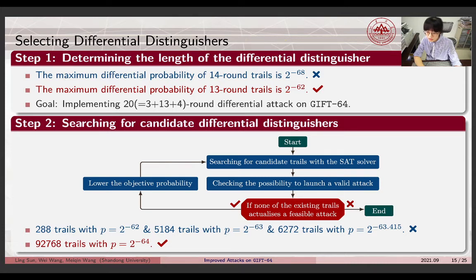So we lower the objective probability to 2^-64 and obtain 92,768 trios.